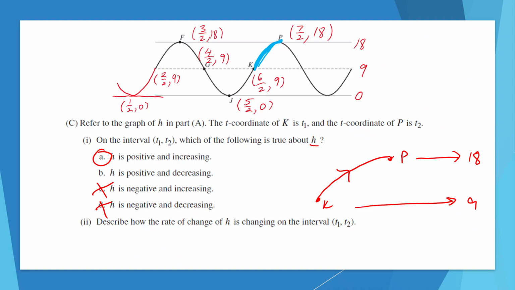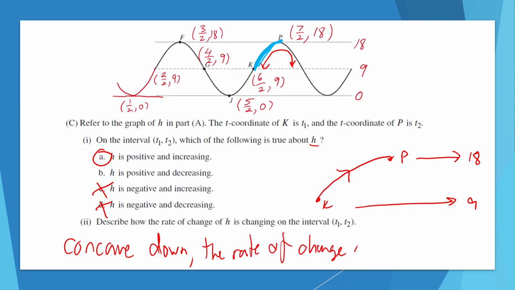For C II, describe how the rate of change is changing. Here you want to see if it's concave up or down. This one is concave down, so I'm going to write concave down. And then I'm going to write the rate of change is, because it's down, it should be decreasing. And that will always be the case. Those two answers will always go together. I would need both parts of this. If you only include one of those two parts, the question will be marked wrong. So really make sure you include both parts there.